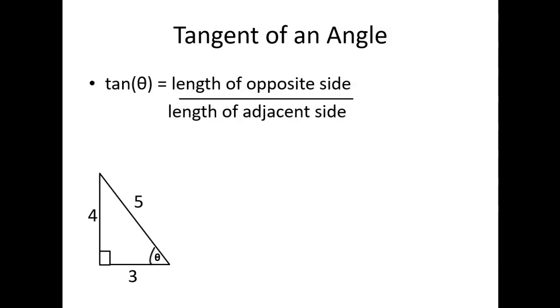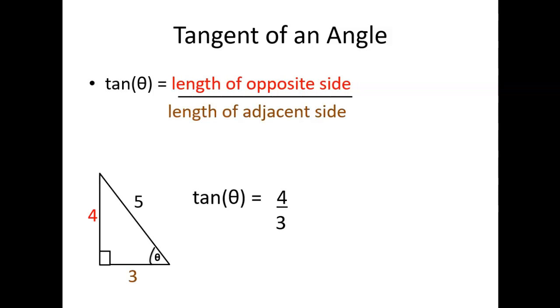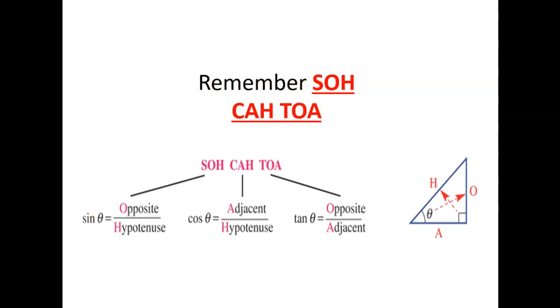All right, your tangent of an angle, or tan theta, is the length of the opposite side. You can see it's highlighted in red, and the length of the adjacent side highlighted in brown. And your take-home message is that tan theta is equal to opposite over adjacent.